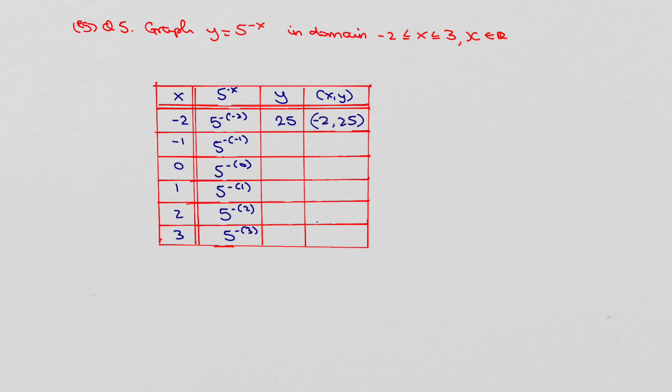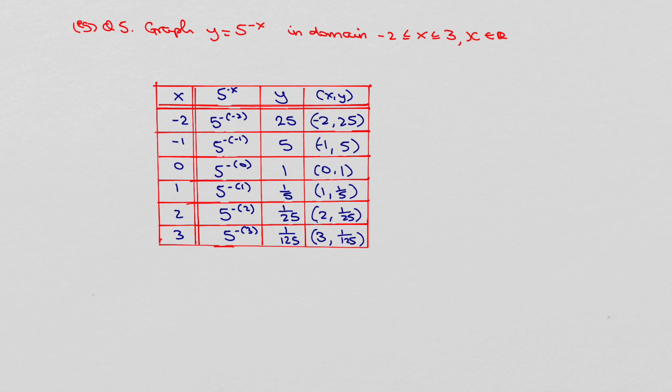We're going to have 5 to the power of minus minus 1, in other words 5 to the power of 1, which is 5. 5 to the power of 0 is 1, so anything to the power of 0 is 1. 5 to the power of minus 1 is 1 over 5. 5 to the power of minus 2 is 1 over 5 squared, so that's 1 over 25. And 5 to the power of minus 3 is 1 over 5 cubed, so that's 1 over 125.